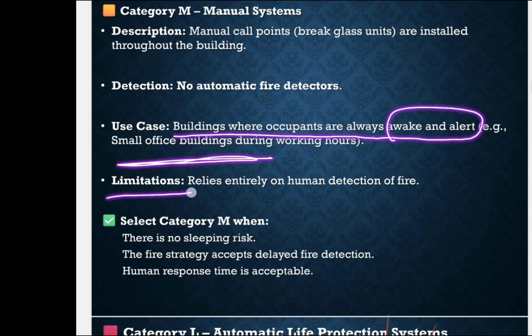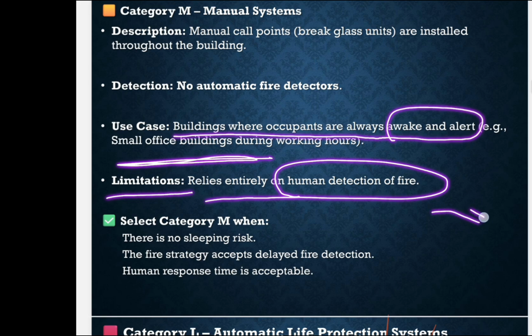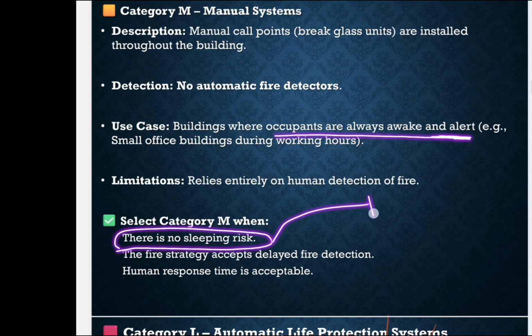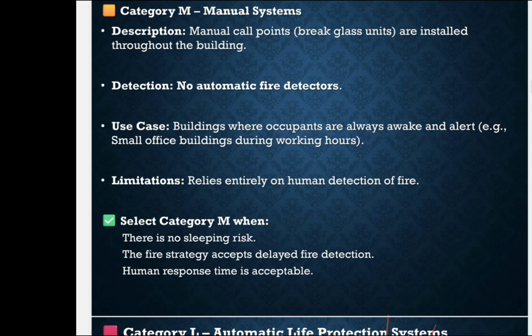What is the limitation of this fire alarm protection system? We have to rely entirely on human detection of fire. If a human detects it, he will press or break the break glass to alert the other occupants. We can use this category M fire alarm system where the occupants are always awake and alert. It means there is no sleeping risk. In that project, there should not be any occupant who is sleeping inside, like offices. In offices, no one is sleeping. They work there and leave, and sleep in their homes. So there must be no sleeping risk.